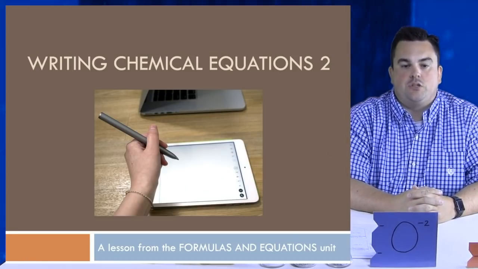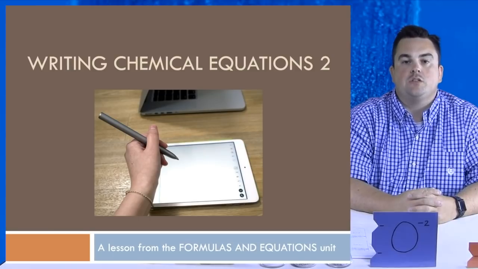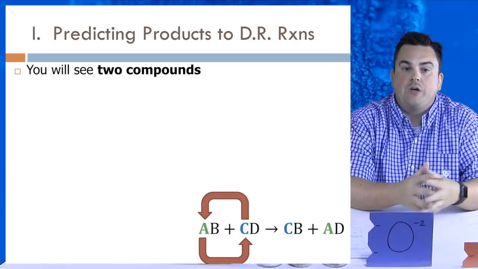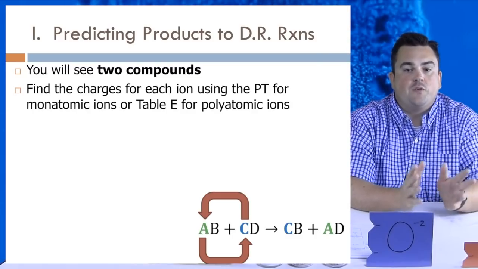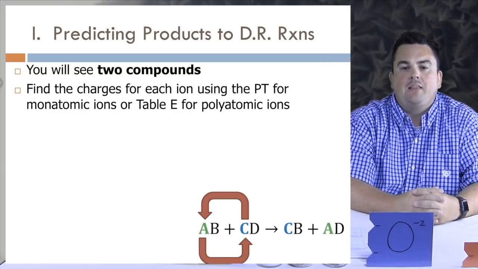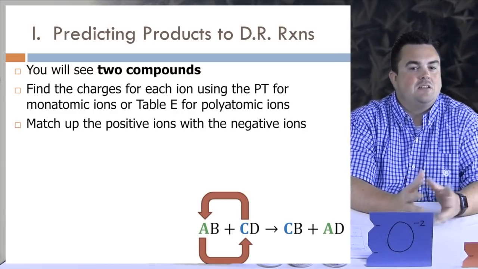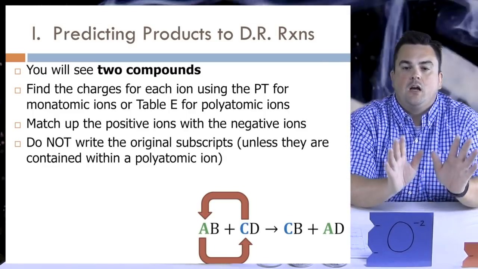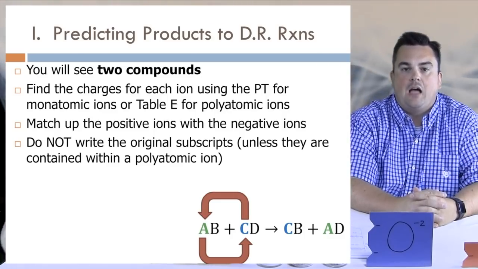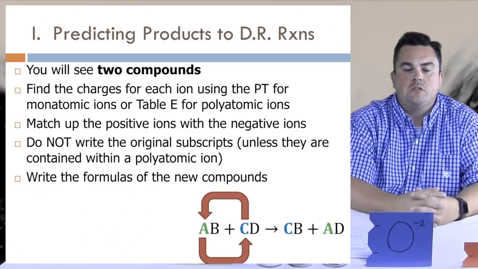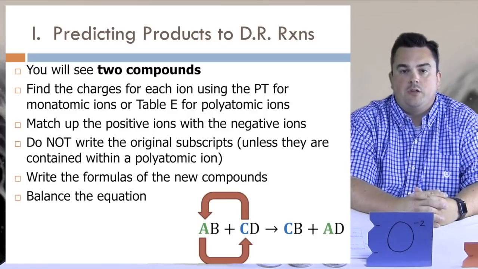Writing Chemical Equations 2, a lesson from the Formulas and Equations unit. Predicting products to double replacement reactions. You will see two compounds. Find the charges for each ion using the periodic table for monatomic ions, or Table E for polyatomic ions. Match up positive ions with the negative ions. Do not write the original subscripts, unless of course they are part of the polyatomic ion. Write the formulas of the new compounds, and then finally, balance the chemical equation.